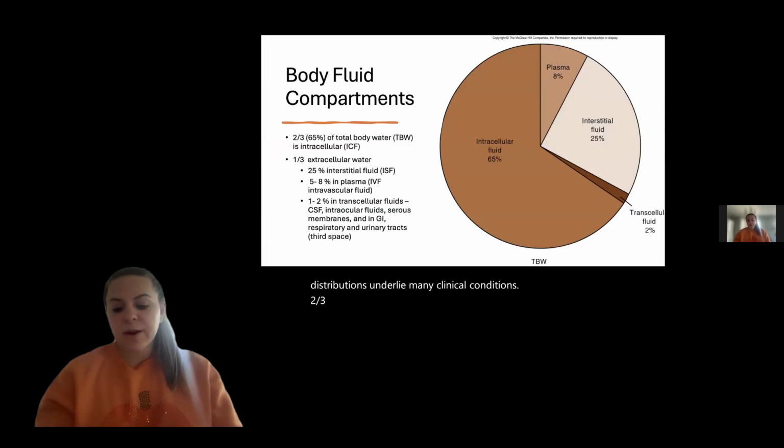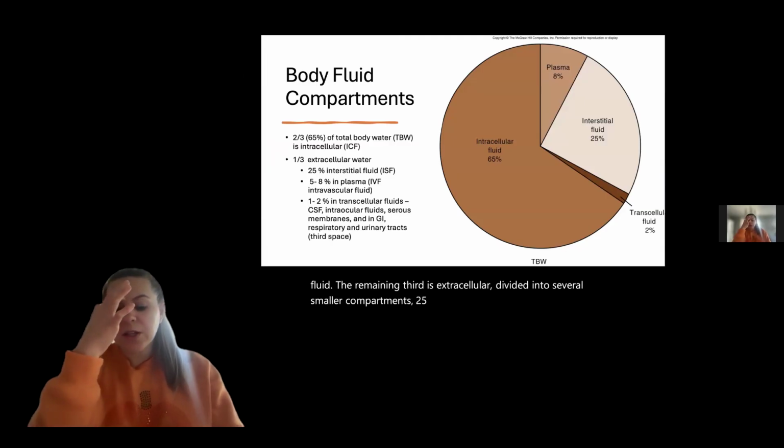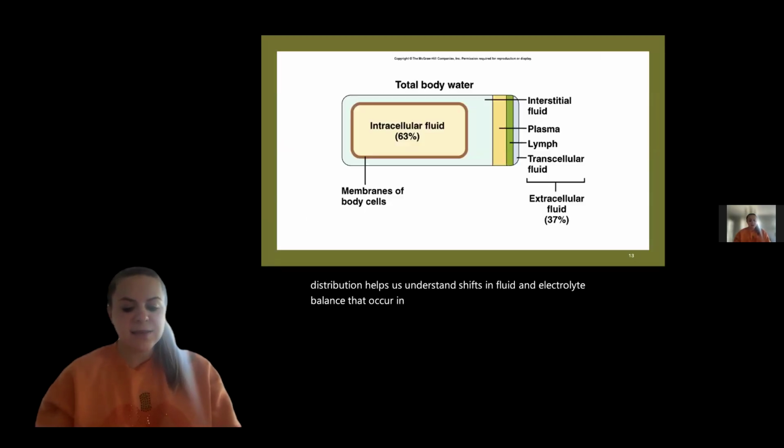Two-thirds of our total body water is inside of cells, and this is intracellular fluid. The remaining third is extracellular, divided into several smaller compartments: 25% interstitial fluid, and 1 to 2% in transcellular spaces like cerebrospinal, intraocular, and serous fluids. And this distribution helps us understand shifts in fluid and electrolyte balance that occur in health and disease.